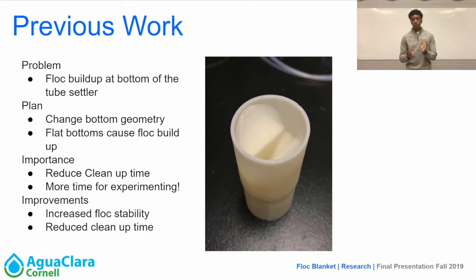So the plan was to put sloped walls on the inside of the bottom geometry, and what the sloped walls do is they allow the flocs, when they fall on them, to fall into the upflow velocity and be resuspended in the tube settler. So that way gelling doesn't occur at the bottom of the tube settler. The importance of this really was just to reduce time in cleanup, because in an actual water treatment plant, you wouldn't really have this problem of flocs building up and stopping your upflow velocity for the sedimentation tank. So this is purely just something to improve our lab cleanup time and give us more time for experimenting.